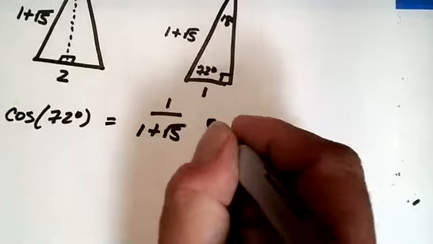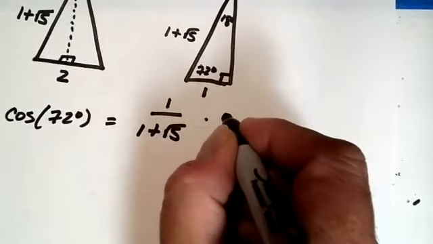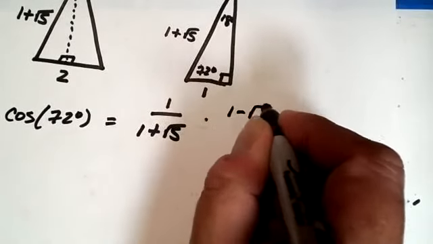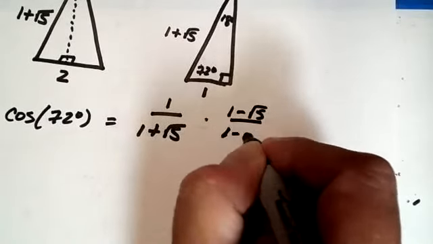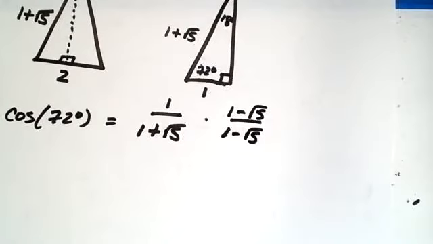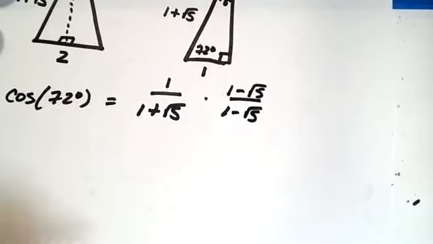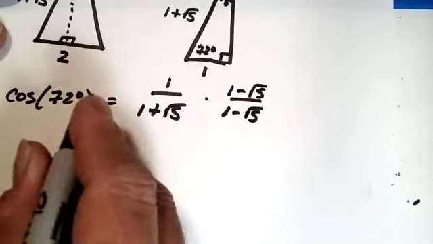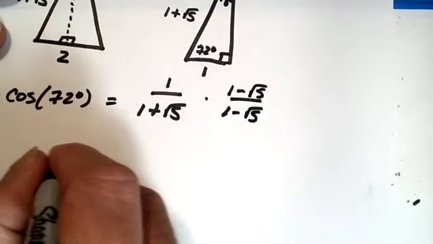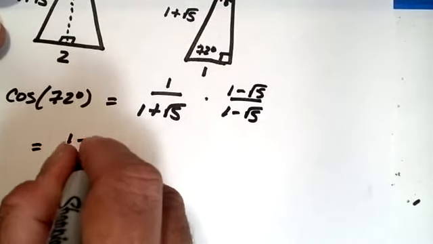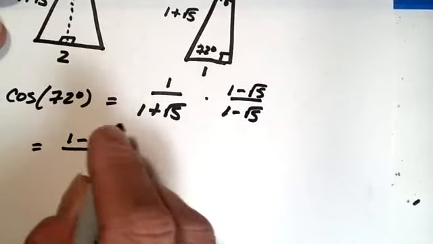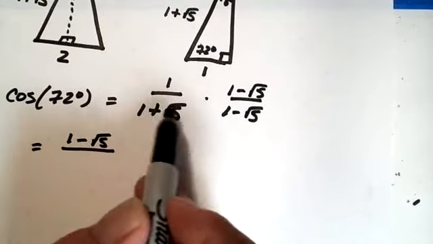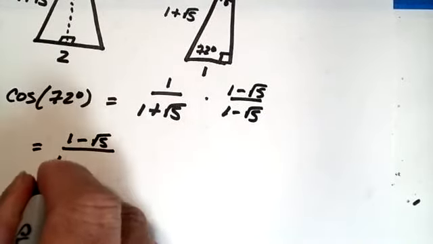So what we end up doing is multiplying by this ratio, 1 minus root 5 over 1 minus root 5. And that will get rid of the radical in the denominator. So when we multiply this all out, the numerator is pretty easy. It's going to be 1 minus square root of 5. And then the denominator, let's FOIL this out for a second. We have 1 times 1, so 1.